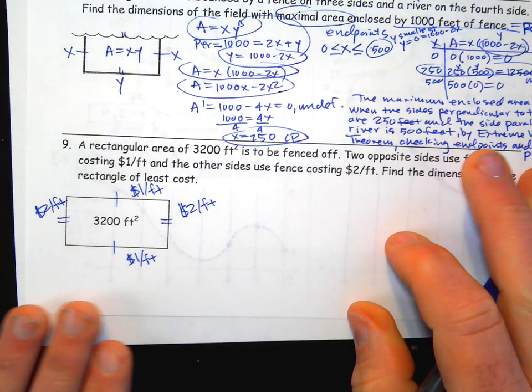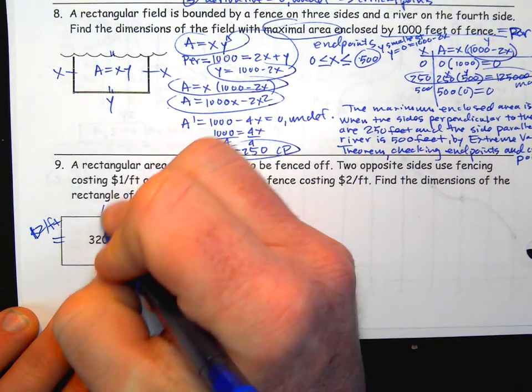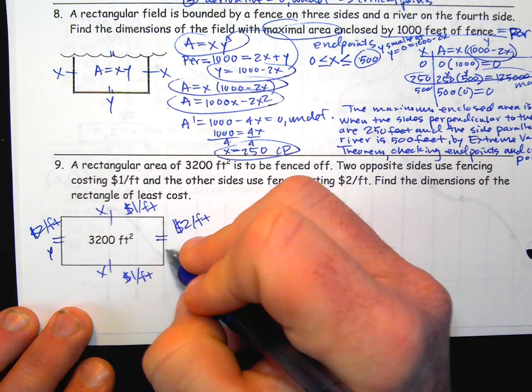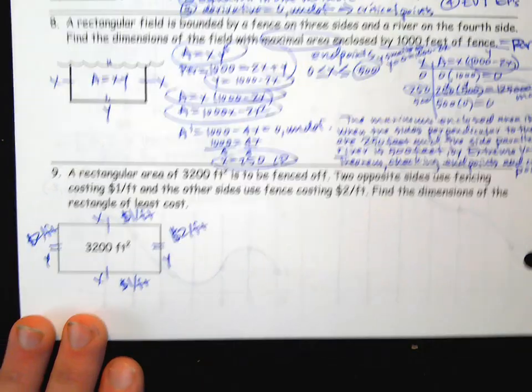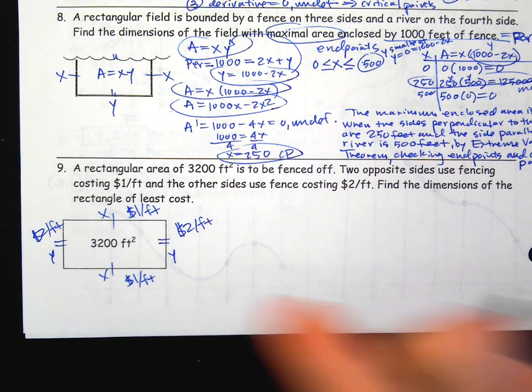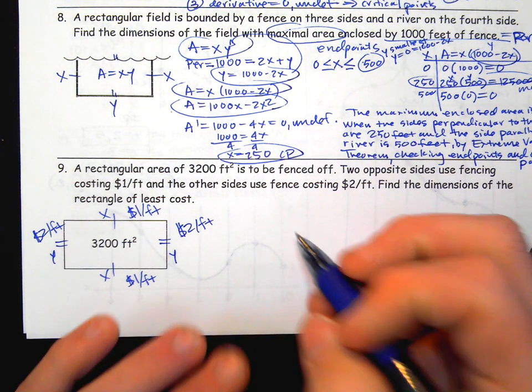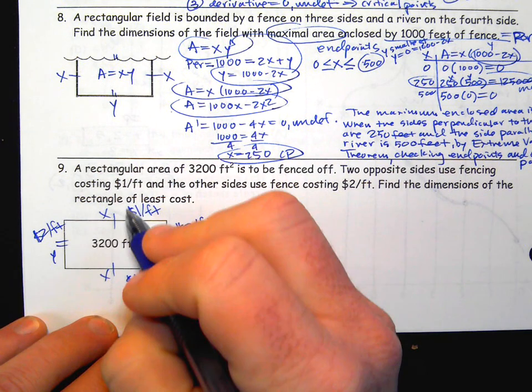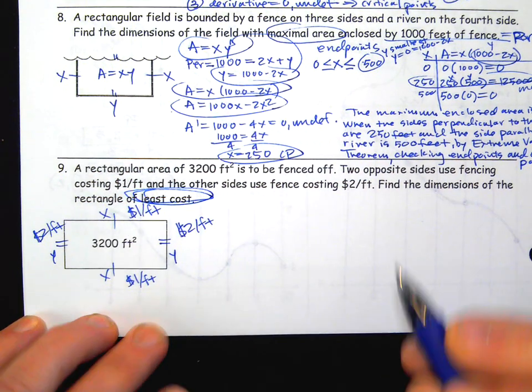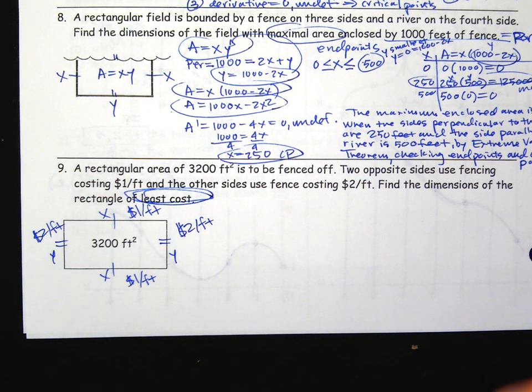I should create some variables. We could call these x and y and y. Now you want to create the least amount of variables possible. You don't want to just say x, y, z, w, like... what are we trying to find? The dimensions of the rectangle with the least cost. So we're trying to minimize cost here.